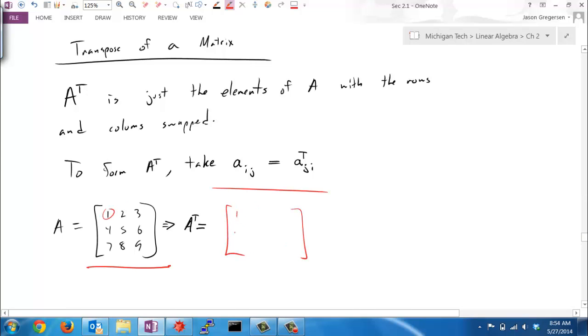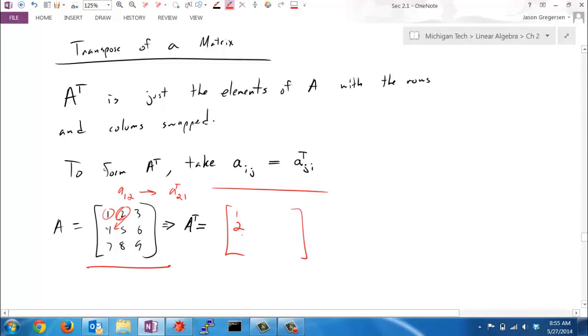Well, if I switch the row and the column of 1, it just stays in that spot because the row and the column are the same. But if I take this element, which is the first row, second column, I'm going to move this one. This one is going to get moved to, in the transpose, the second row, first column. I'm going to switch the rows and the columns. What that's essentially going to do is take this spot and map it to this spot. So now it's going to be the second row, first column instead of the first row, second column.